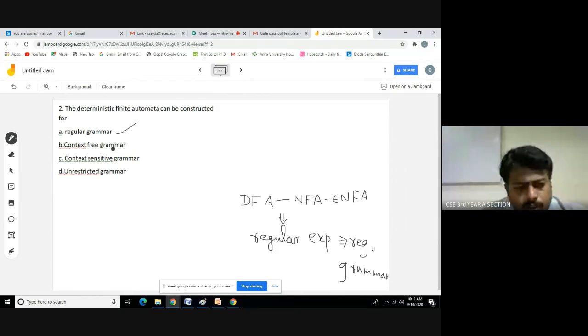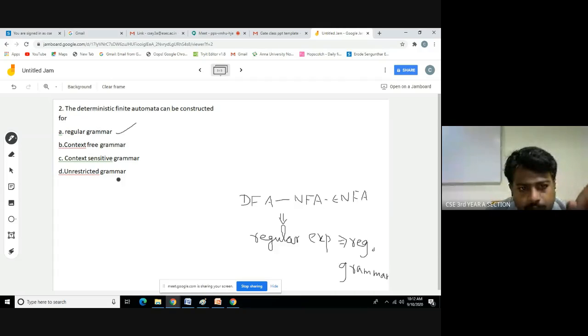For the pushdown automata concept, pushdown automata can be considered for the context-free grammar. So what about unrestricted grammar? People are going to consider the Turing machine. That Turing machine can be considered for the unrestricted grammar. Like that, people must know the Chomsky hierarchy of languages.